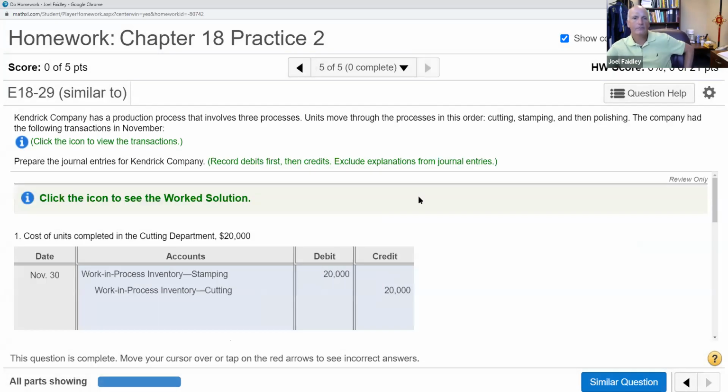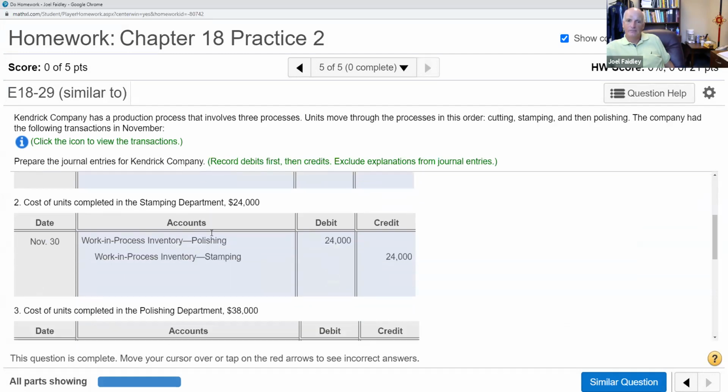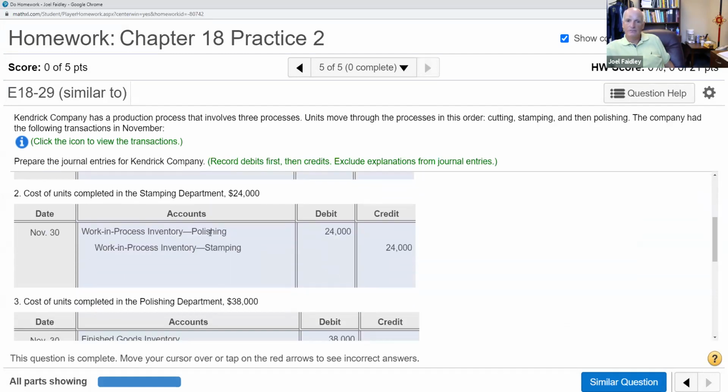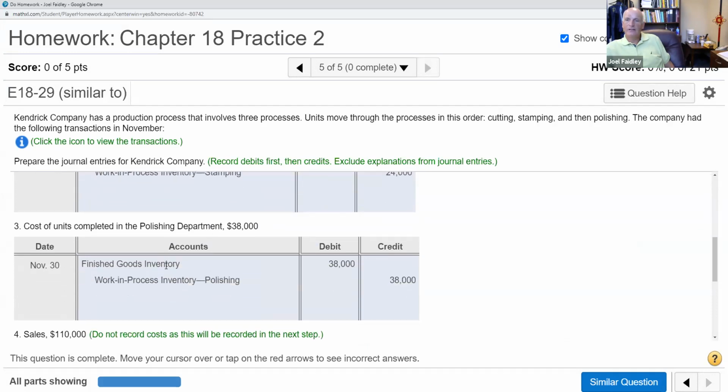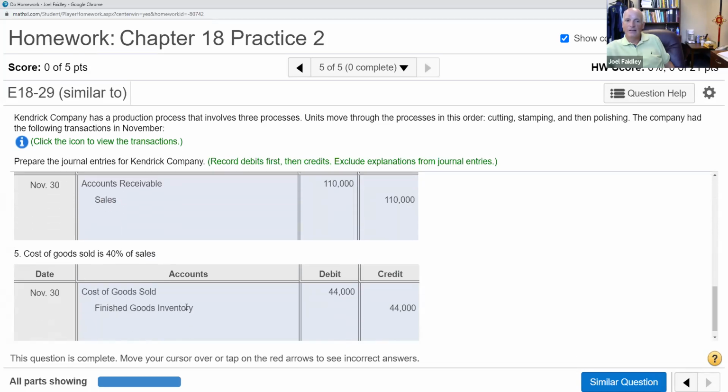And then number 5, more journal entries. Completed in cutting, so went out of cutting into stamping, out of stamping into polishing, out of polishing into finished goods. You're just moving from one asset to another, all 3 of those entries. And then when we sell it, it goes out of finished goods inventory and into where? The income statement, cost of goods sold. So from the balance sheet, inventory, to cost of goods sold, income statement. It's off my balance sheet. It's no longer in one of my permanent accounts.